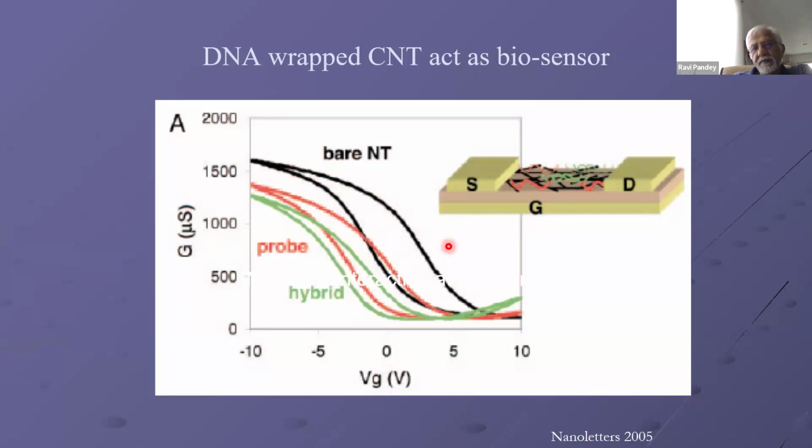So what you see here, the black curve is a bare carbon nanotube. And once you have the DNA wrapped, we call the probe, it is red. It's a distinctly different signal. So this DNA-wrapped carbon nanotube, when it acts with any sensing molecule, what you have is a green curve, which is a hybrid. So the paper has shown that a DNA-wrapped CNT can identify, depending on the shift in the conductance, the molecule being sensed.